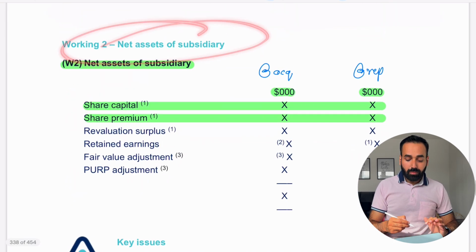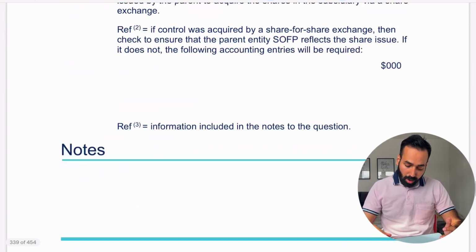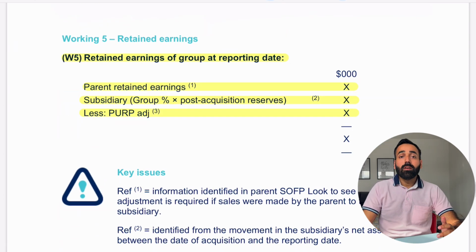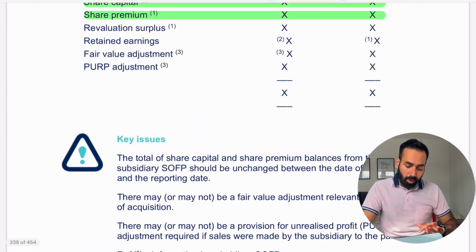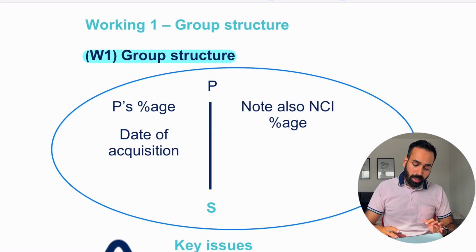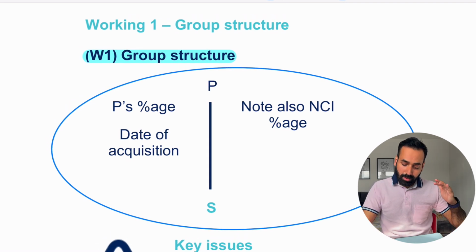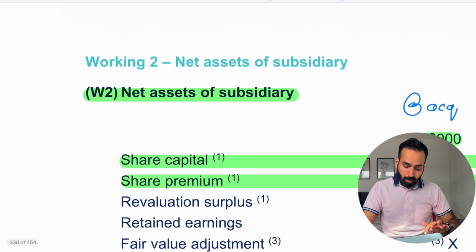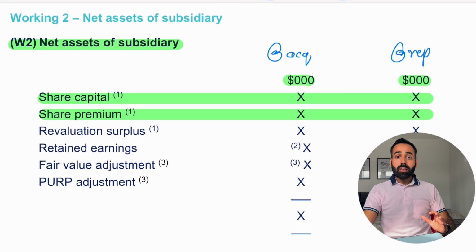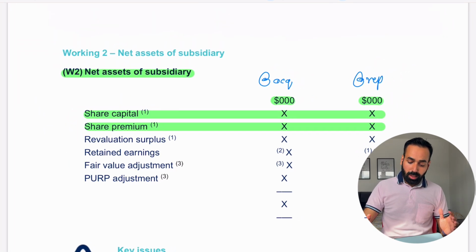Okay, so that's all your workings here. You can see that I've gone through all the five workings. That is very key for you to know the mechanics of consolidation. So just a quick overview of the workings before we finish this video. The first one is your group structure, where you clearly write parent, acquired, subsidiary. Working two will be your net assets of subsidiary. Here on my screen, you can see this is how you will be recording it.